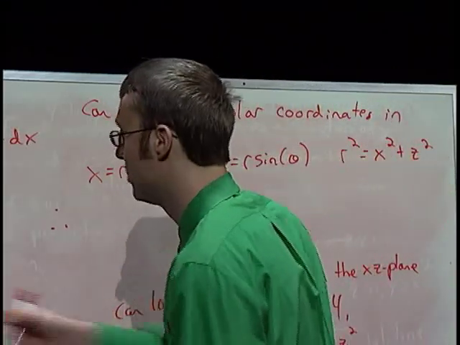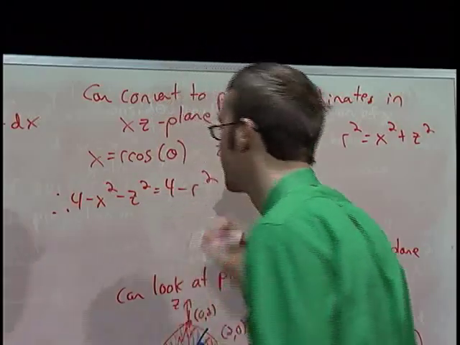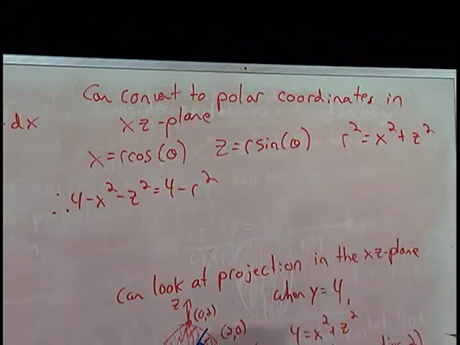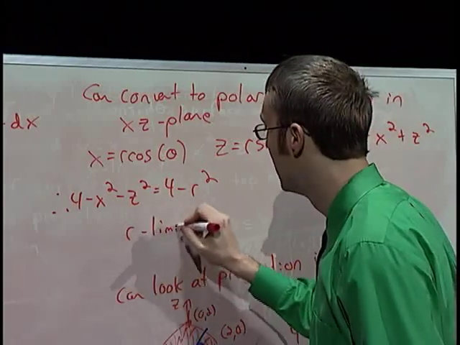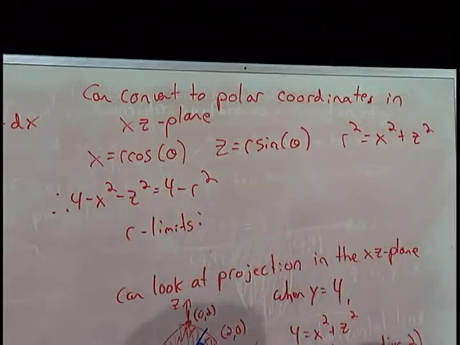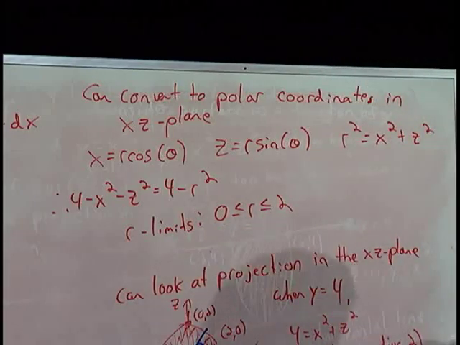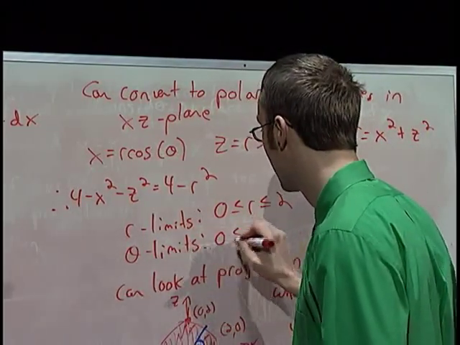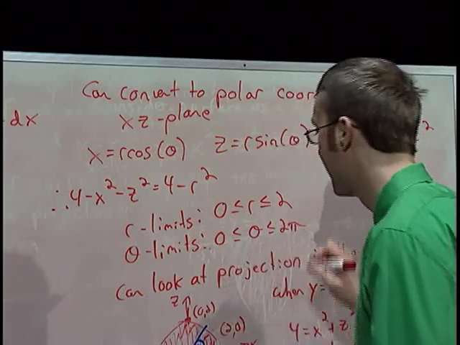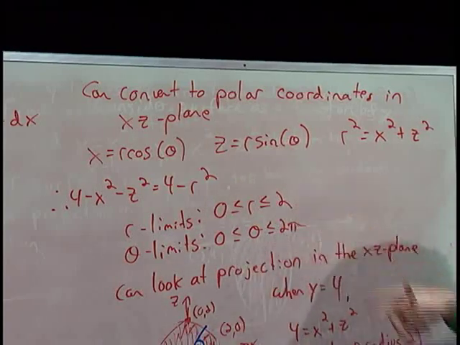Okay? Well, how does this help us? Right away, 4 minus x squared minus z squared becomes 4 minus r squared, because there's r squared. What else helps us? Our limits are easier. The r limits, well, r is just the radius, so the radius ranges from a point 0 out to a radius of 2, so our r limits just become constants, all right? And our theta limits, well, this is a circle, so it ranges from 0 to 2 pi, right?